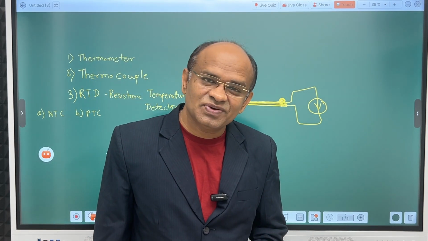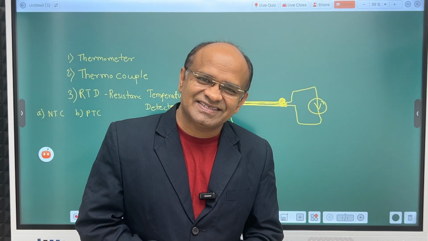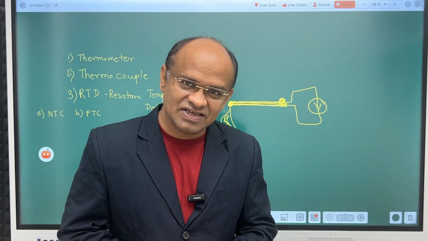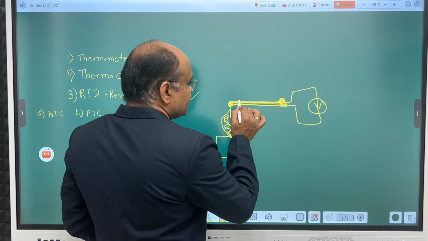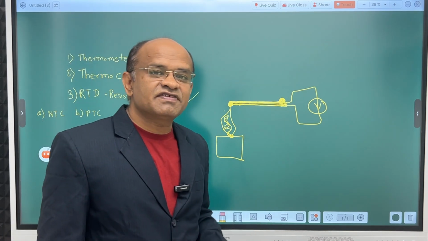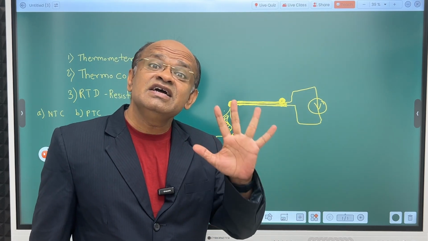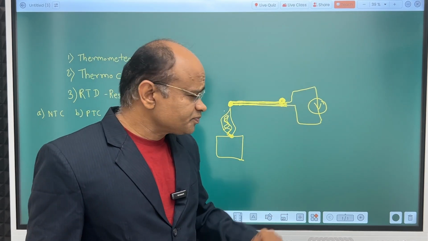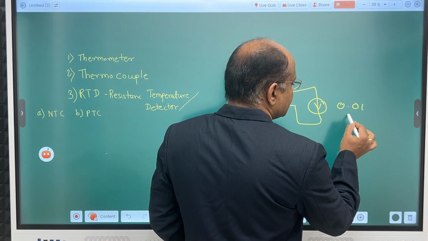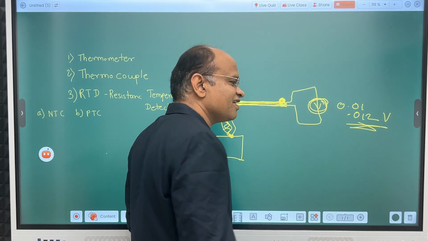You know what voltage is? Voltage is the amount of electrons, or we call it potential or potential difference. Now, the metal which has high conductivity will have more electrons, and definitely the potential difference will be more. And we have a device which will measure this, that is the voltmeter. So we will see something like 0.01 or 0.012 volt in this voltmeter.